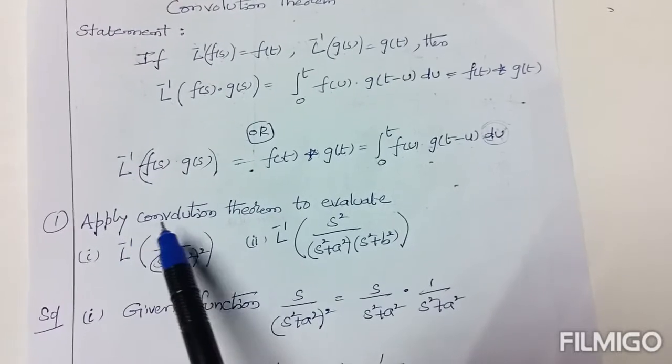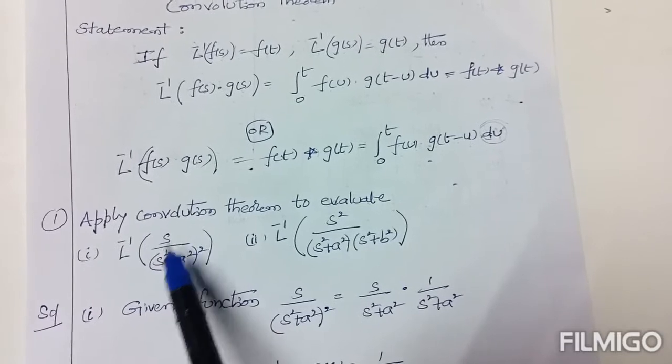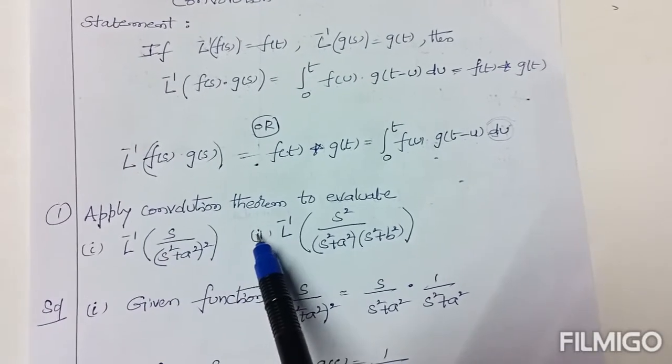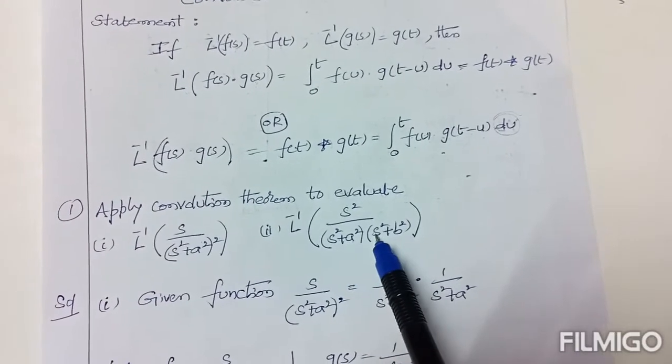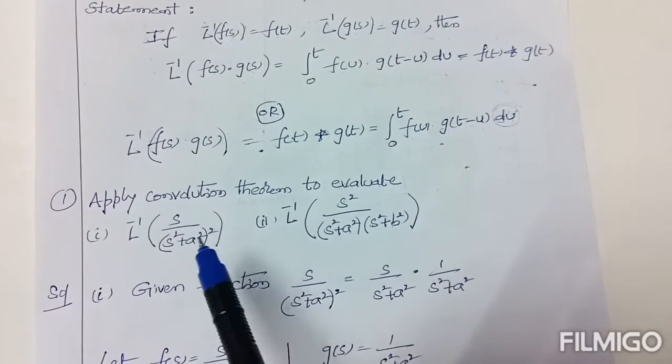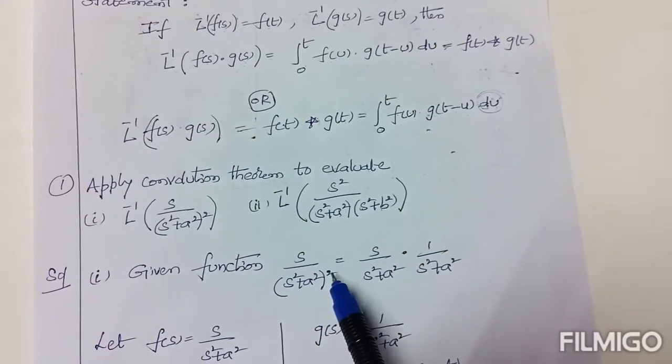First question: apply the convolution theorem to evaluate L inverse of s by (s square plus a square) whole square. Second one is L inverse of s square by (s square plus a square) into (s square plus b square). First question, take s by (s square plus a square) whole square.